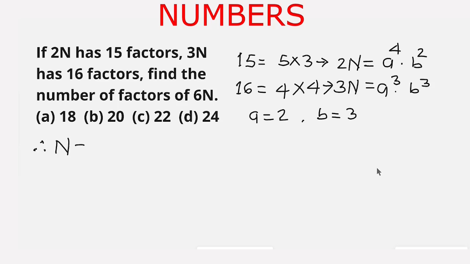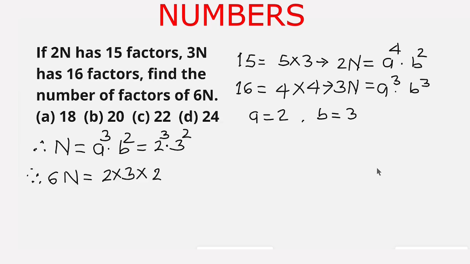Therefore, n is equal to a to the power 3, as we have taken out 2 from n. So the power of a has decreased by 1 and it has become a to the power 3 and b to the power 2. And a to the power 3 can be written as 2 to the power 3, and b to the power 2 can be written as 3 to the power 2. Therefore, 6n equal to 6 can be written as 2 multiplied by 3, and n is 2 to the power 3 multiplied by 3 to the power 2.